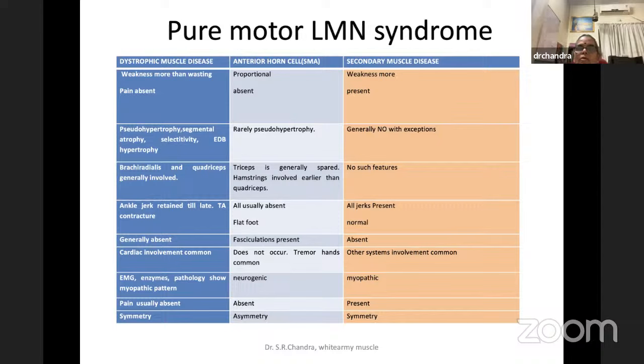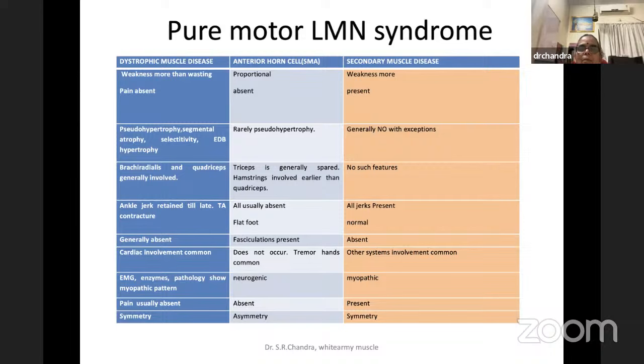Then secondary or acquired muscle diseases. This is the most important group. We should be able to help them. So weakness is more, pain is present. Weakness is more than wasting. For example, you think of Hoffmann's disease. They feel very weak, but wasting doesn't come early.